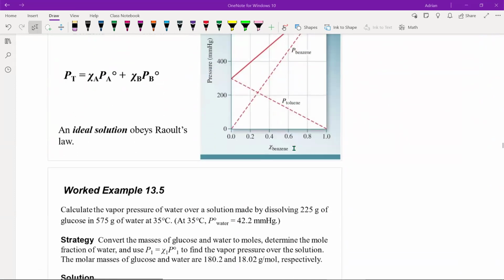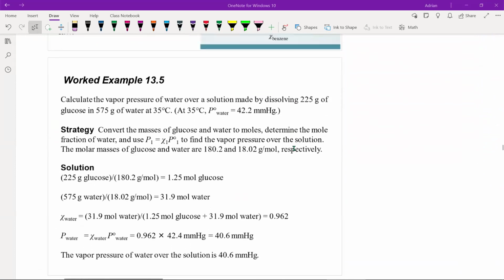So let's take a look at an example of when we can use some of these equations to solve a problem. It says: calculate the vapor pressure of water over a solution made by dissolving 225 grams of glucose in 575 grams of water at a temperature of 35 degrees Celsius. And we're given that at 35 degrees, the vapor pressure of water itself is 42.2 millimeters of mercury.